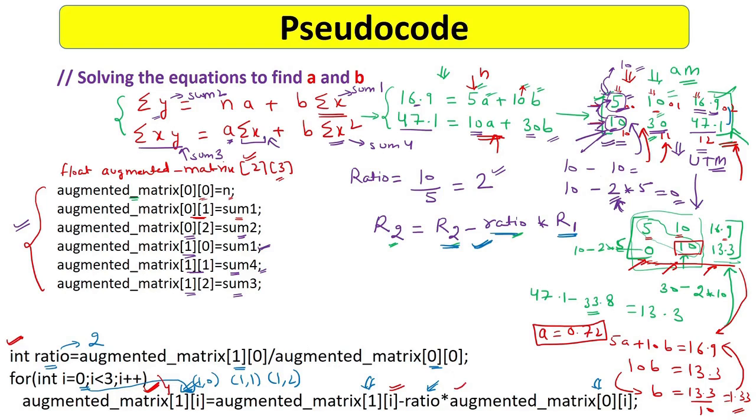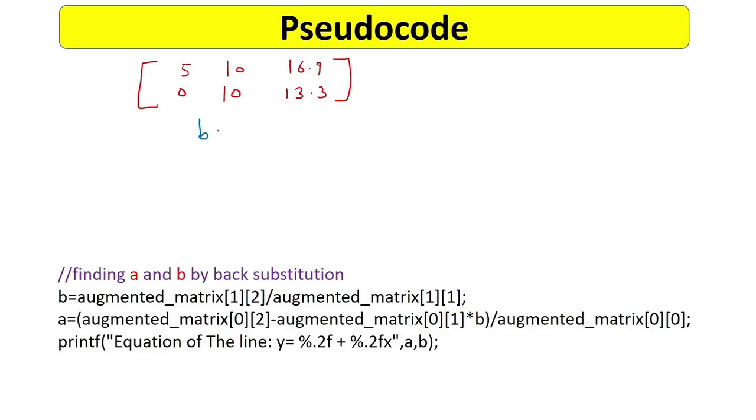This code is actually helping me to find this upper triangular matrix only. By this code I have not found the values of A and B. I have found this upper triangular matrix. Now from this upper triangular matrix I have to find the values of A and B. To find them, I will be just dividing this 13.3 by 10 to find the value of B.